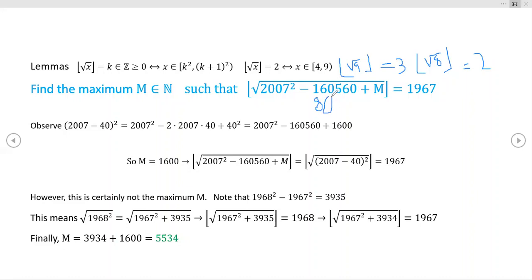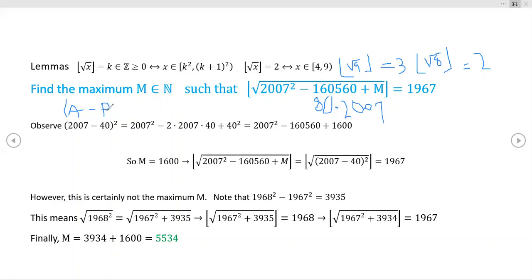80 times 2007. I'm putting a dot there to connote multiplication. So that reads 80 times 2007. Now that comes in handy on this very next line, because you can see where the 1967 is coming into play already. 2007 minus 40 is 1967. And this is just a very well-known binomial difference squared.